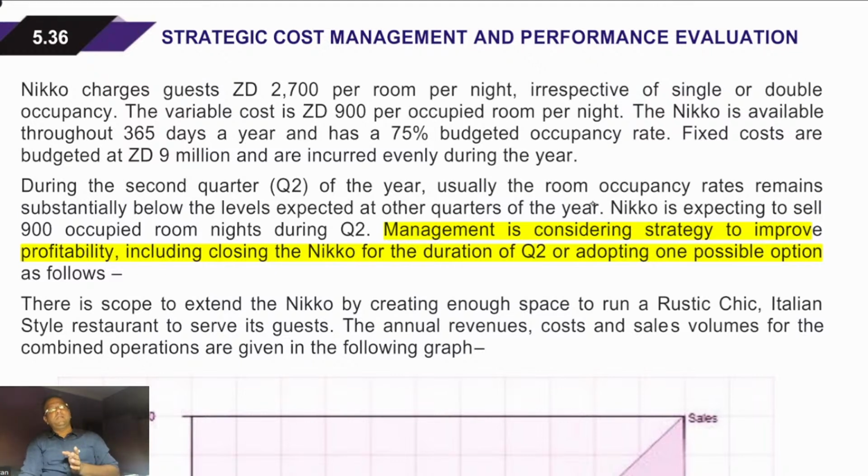Even if we compute the data, it will provide the same result, as we are dealing with the structure of that particular option, to close down the hotel for the duration of quarter two, because it's a low occupancy rate quarter in which we are able to sell only 900 occupied rooms. So tell me, beta, why this option will be totally useless? Please communicate to me.